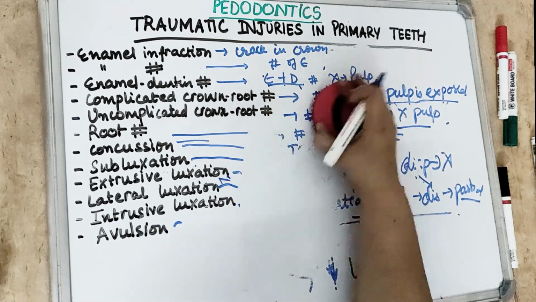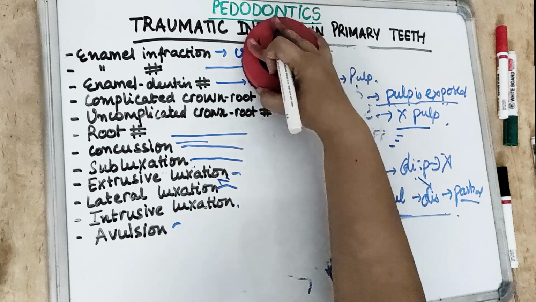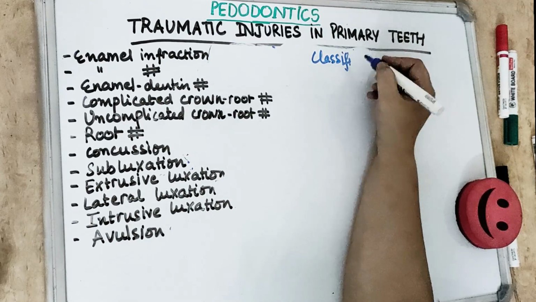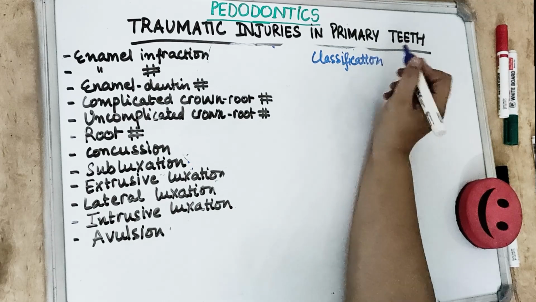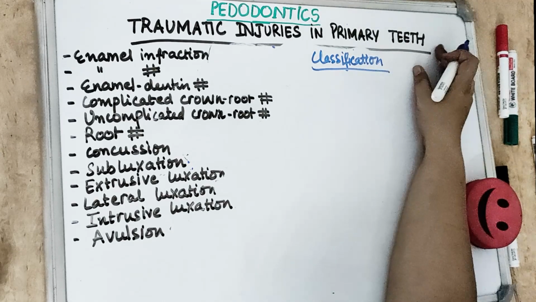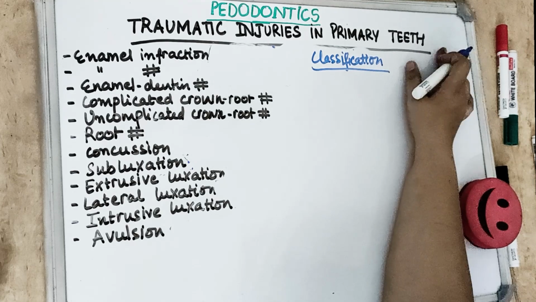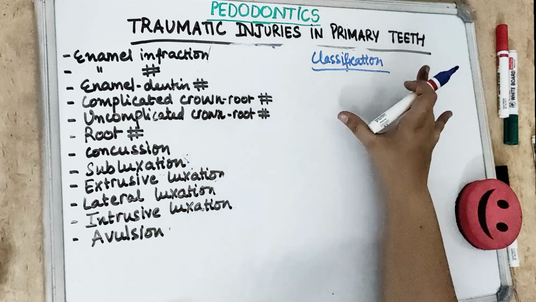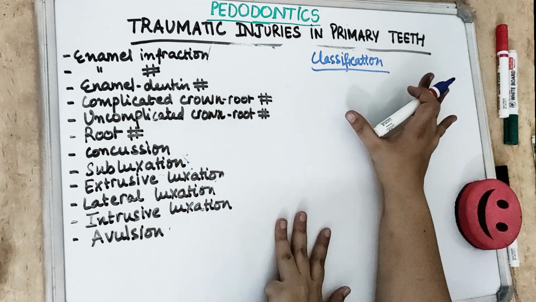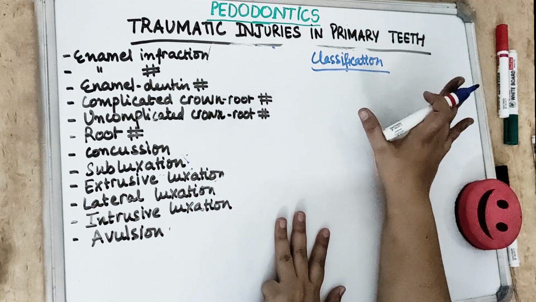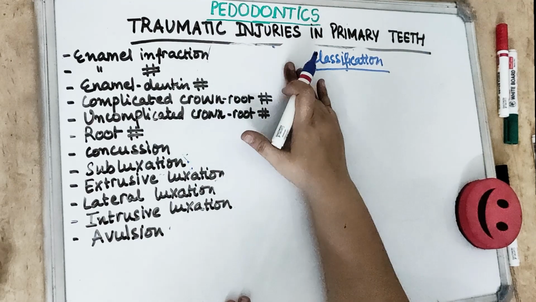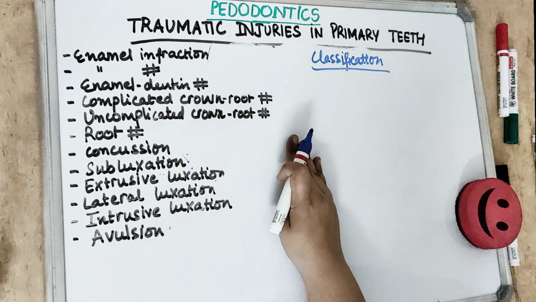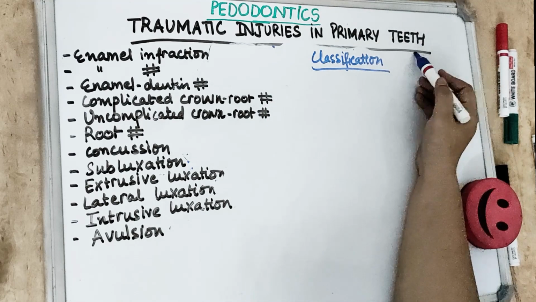And let's go through the classification of the traumatic injuries in the primary teeth. So remember, we are just talking about classification of the injuries in the primary teeth. We are not talking about the traumatic injuries classification in permanent teeth. All three classifications are different. If we are talking about traumatic injuries, then we will talk about the Ellis classification. But today's video we are talking about traumatic injuries in the primary teeth.